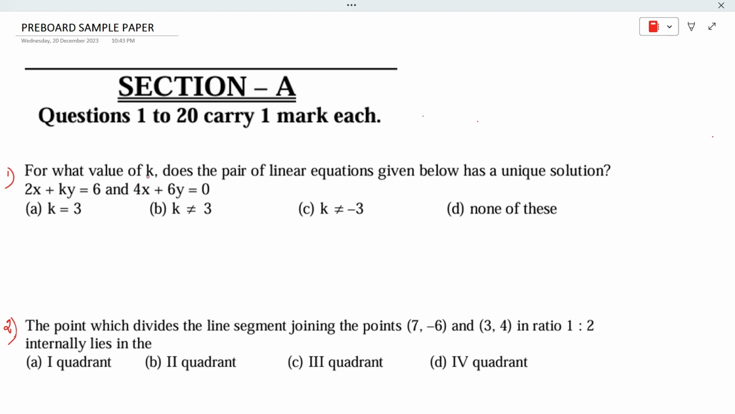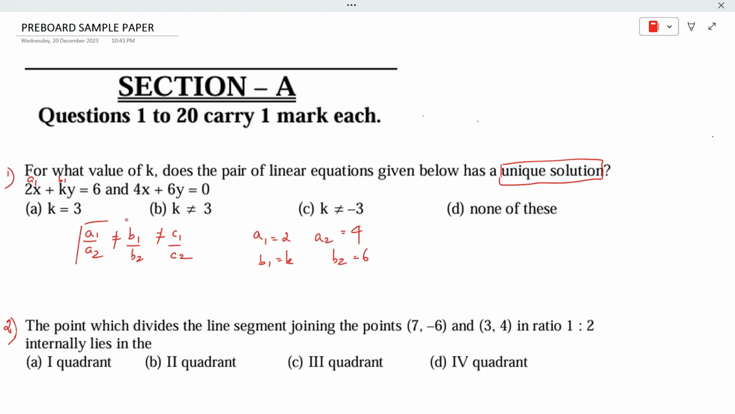Question number 1. For what value of k does the pair of linear equations have a unique solution? What is the condition for unique solution? a1 by a2 is not equal to b1 by b2, which is not equal to c1 by c2, isn't it? So what is a1, a2, b1, b2? From the equation, a1 is 2, isn't it? b1 is k, a2 is 4 and b2 is 6.